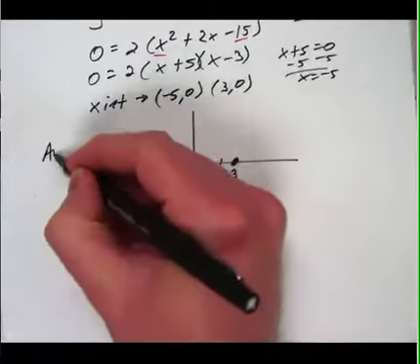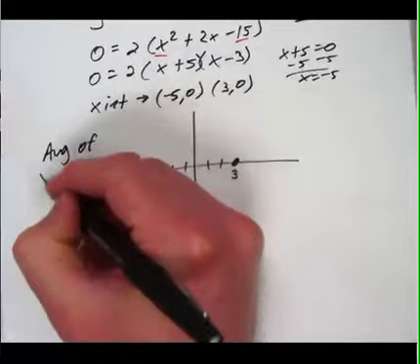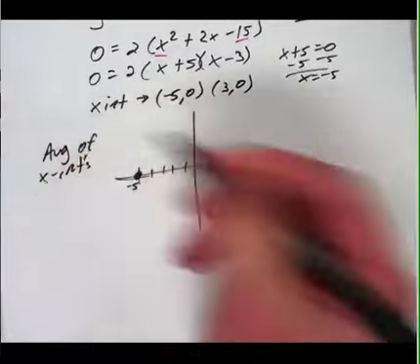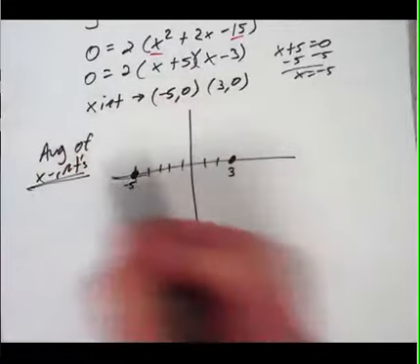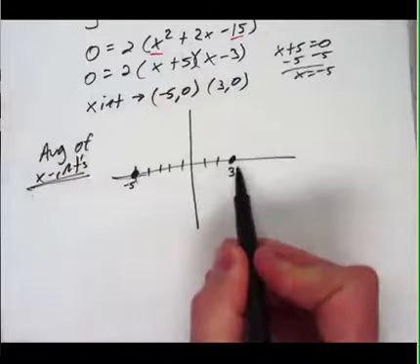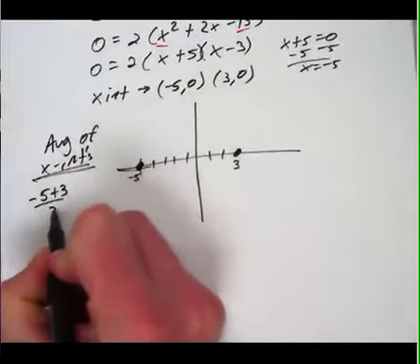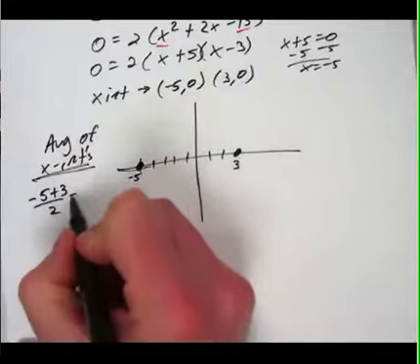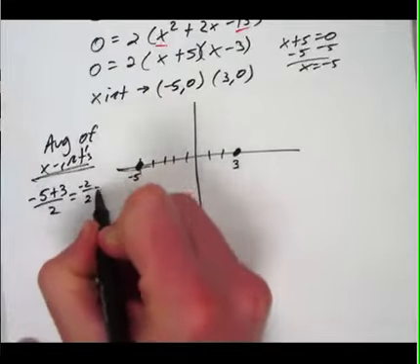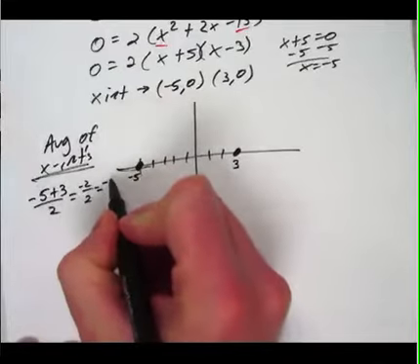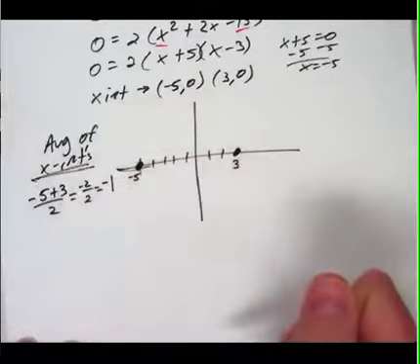It's called taking the average of the x-intercepts. So I'm going to take the average over the x-intercepts, which is pretty easy to do because I just add these together and divide by 2. So I take negative 5 plus 3 and I divide it by 2. Negative 5 plus 3 is negative 2 over 2. So my average of my x-intercepts would be negative 1.